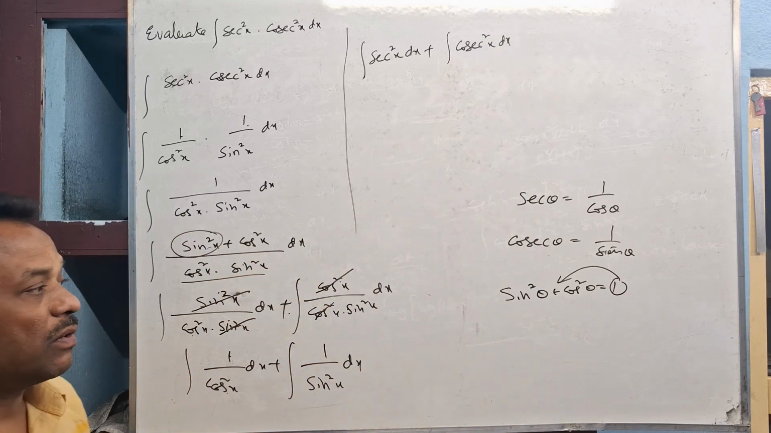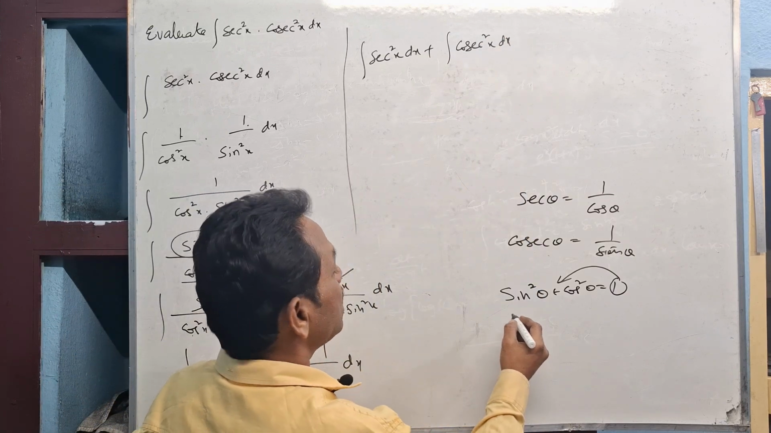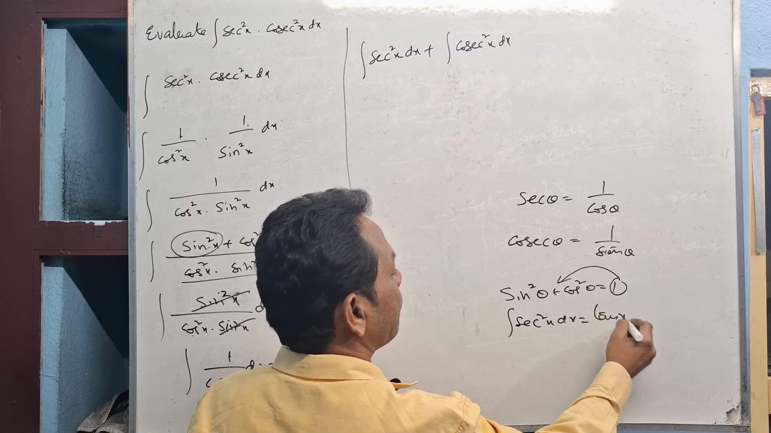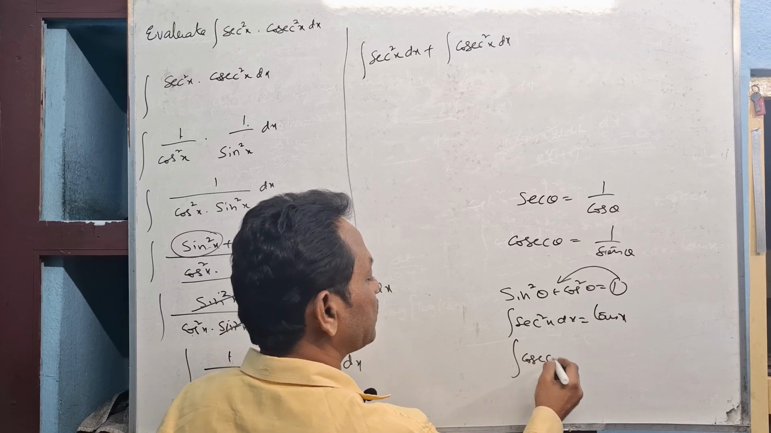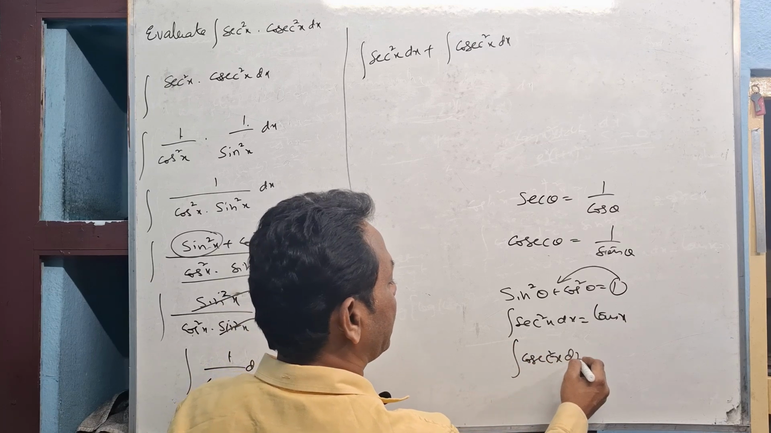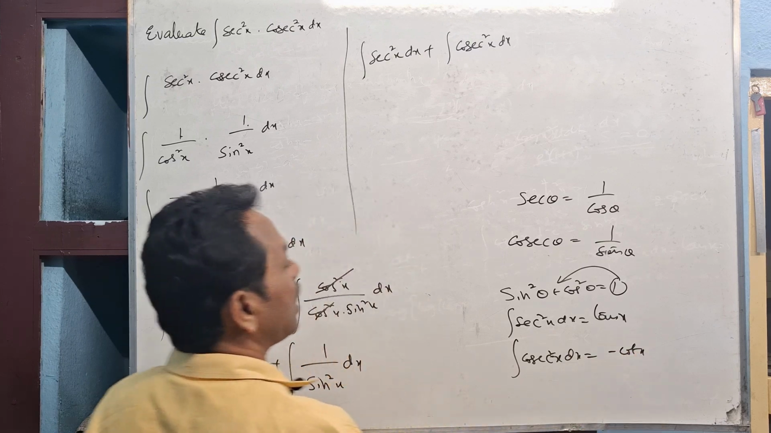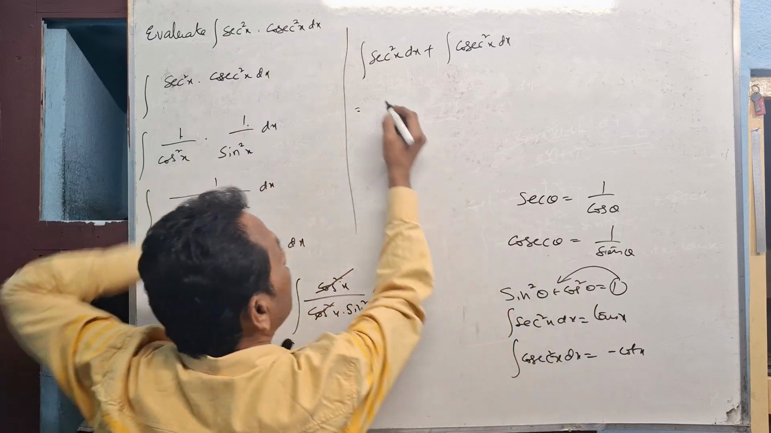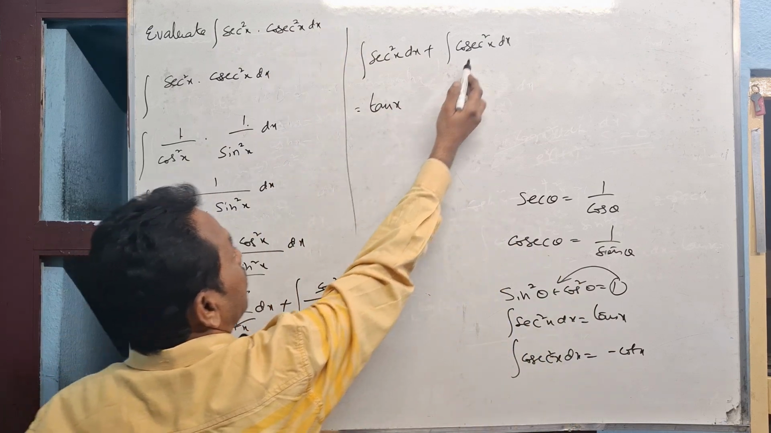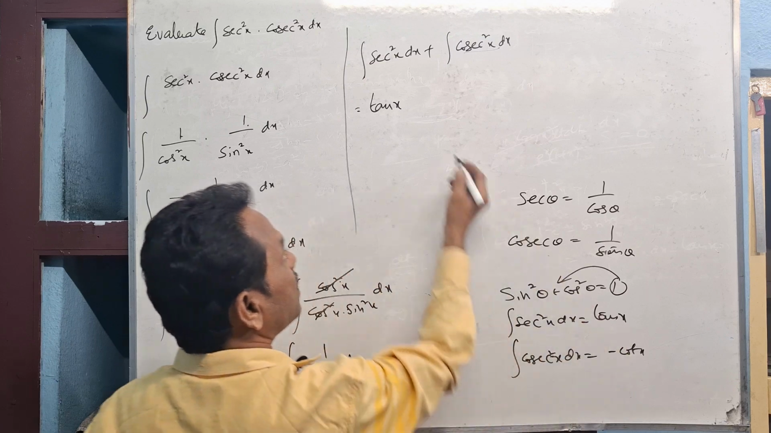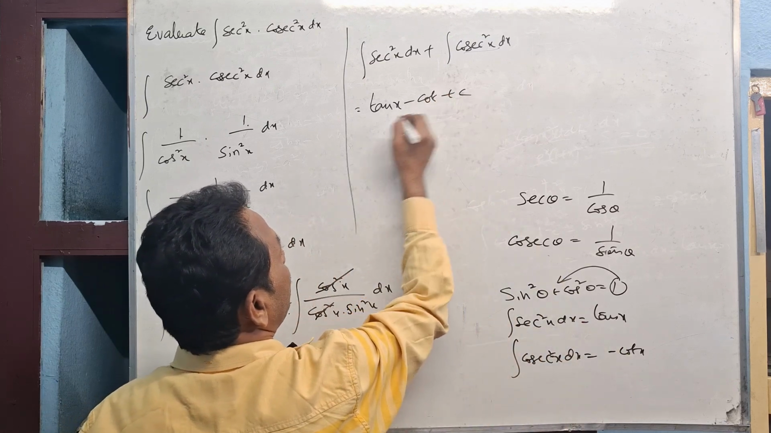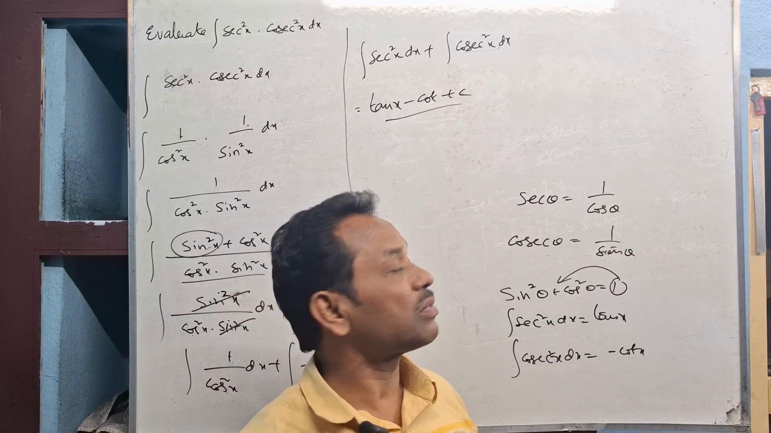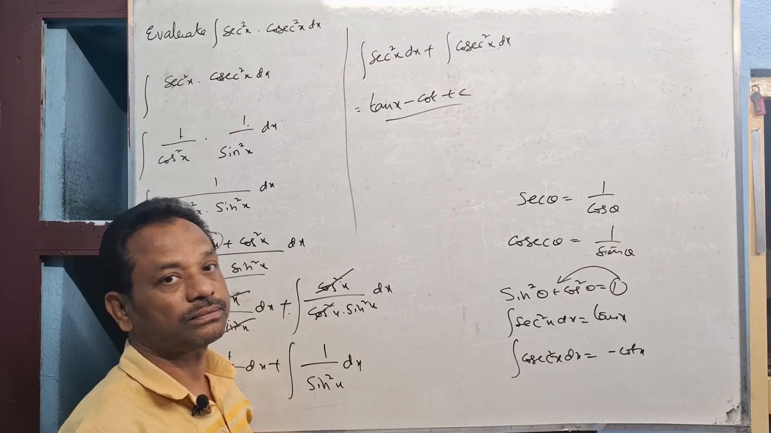But so we have formulas in integration. The formula for integration of secant square x dx will be tan x and integration of cosec square x dx will be minus cot x. So I'll be using those formulas here. Secant square x dx is nothing but tan x. Let me take tan x here. And cosec square x dx is nothing but minus cot x. Let me take minus cot x. So plus c. Our answer is tan x minus cot x plus c.